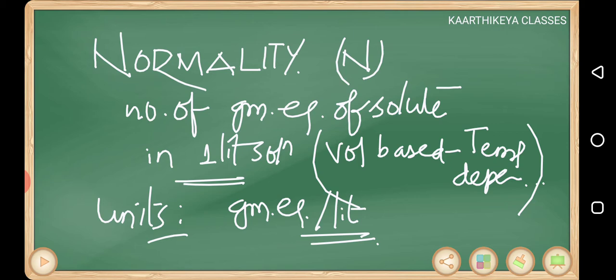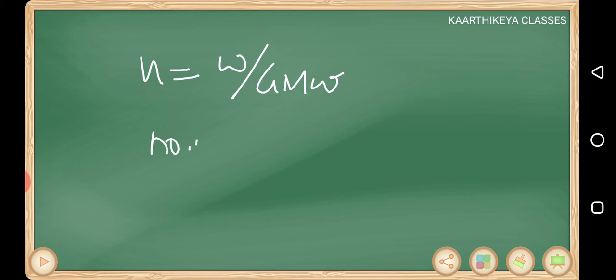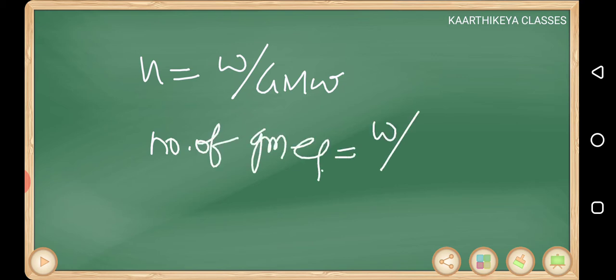Normality, the number of gram equivalents of solute. What is gram equivalent? What is the number of moles and what is gram equivalent? What is the difference? It's very simple. Number of moles is equal to weight by gram molecular weight. Number of gram equivalents is equal to weight by gram equivalent weight. You know how to calculate the equivalent weight? We'll discuss equivalent weight in one special class, but I will give you equivalent weights in another class. You just apply the same things here.